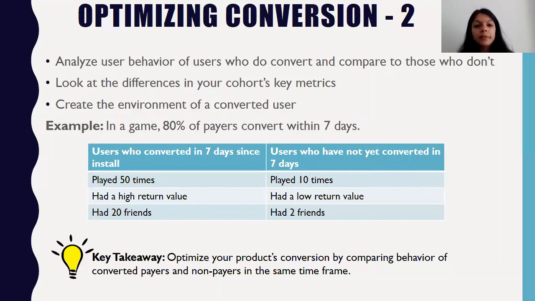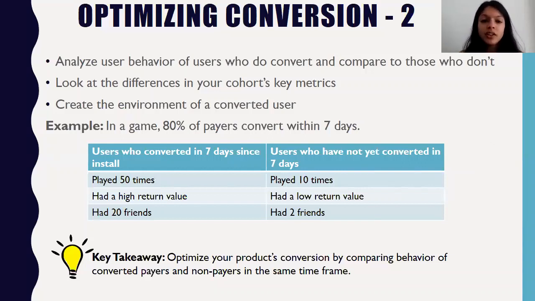So for example, in a game, 80% of payers convert within 7 days. So majority of our conversion happens in the first 7 days if you install a game. So what I did was I cohorted users who converted in 7 days to become a purchaser, and users who didn't convert in 7 days since install, and put them in different cohorts. And I looked at our key metrics and the differences between the 2 key metrics.